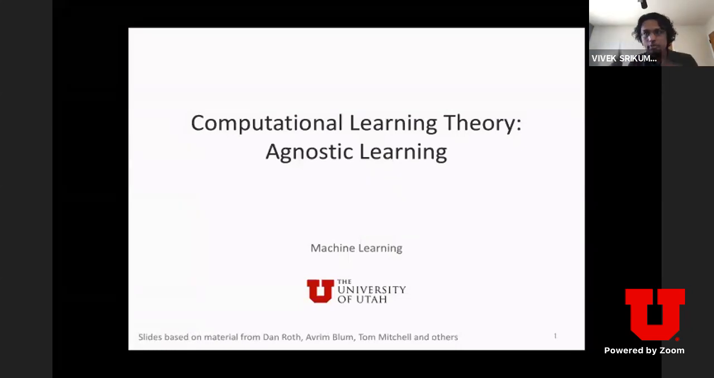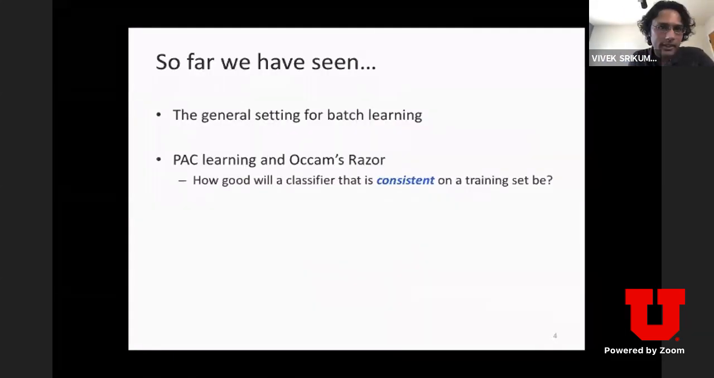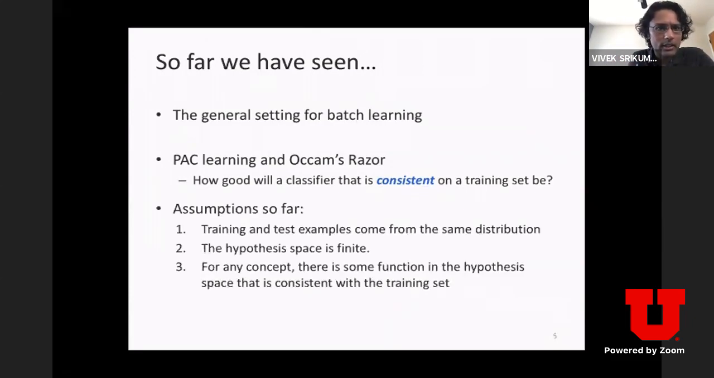Let's now expand the scope of situations we are considering with this notion of agnostic learning. So far, what we have seen is the general setting for batch learning, and we've seen PAC learning, the definition, and Occam's razor. Essentially, this allows us to answer the question, how good will a classifier that's consistent with the training set be in the future? The important thing is that we're assuming the classifier is consistent with the training set. So there are three assumptions that we have made so far.